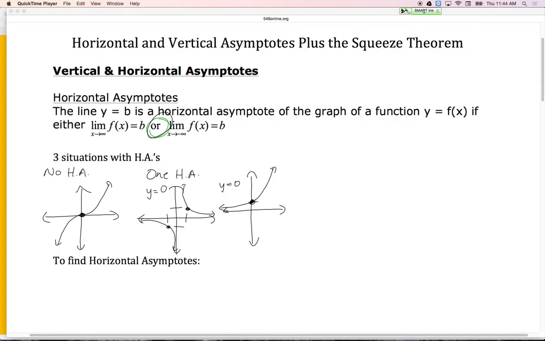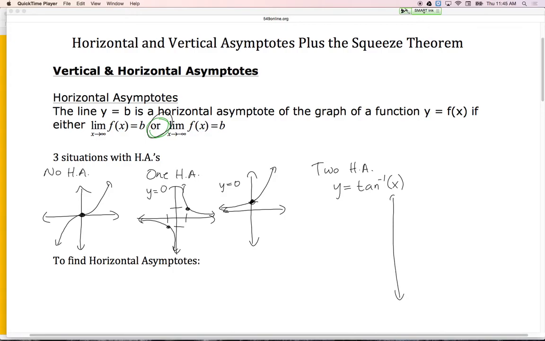Alright, now we've got no horizontal asymptotes. We have one horizontal asymptote. There is such a thing as a graph having two horizontal asymptotes. 2 HA. I've got one for you. You're going to love it. Here we go. y equals inverse tangent x. What about the circle one? It's not a function. Okay, y equals inverse tangent x. Here's an example of one that has two horizontal asymptotes.